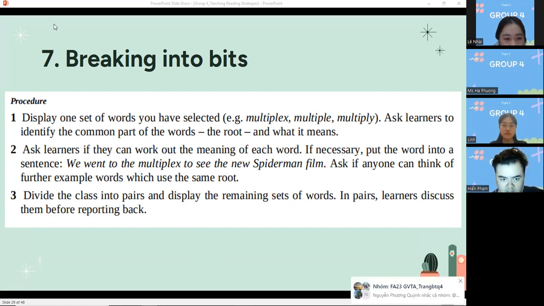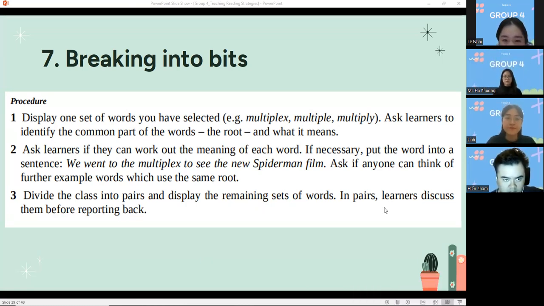The second stage is that the teacher will ask the learners if they can work out the meaning of each word. If necessary, put the word in a sentence. Ask if anyone can think of further example words which use the same root. And then the teacher divides the class into pairs and displays the remaining set of words. In pairs, learners discuss them before reporting back.